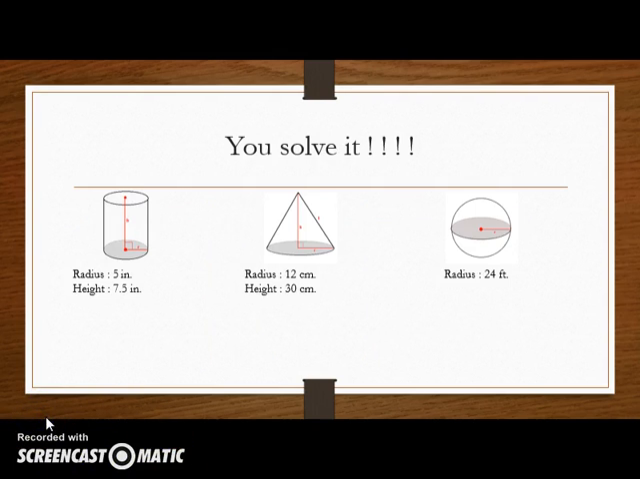The radius of the cylinder is 5 inches and the height is 7.5 inches, and the answer is 588.8 cubic inches. The radius of a cone is 12 centimeters and the height is 30 centimeters, and the answer is 56.5 cubic centimeters. The radius of a sphere is 24 feet, and the volume is 57,865.5 cubic feet.